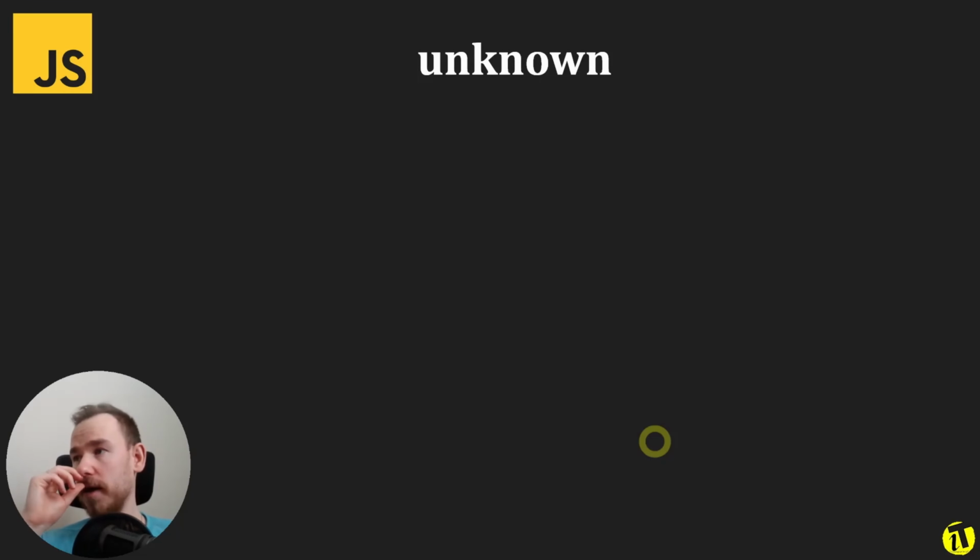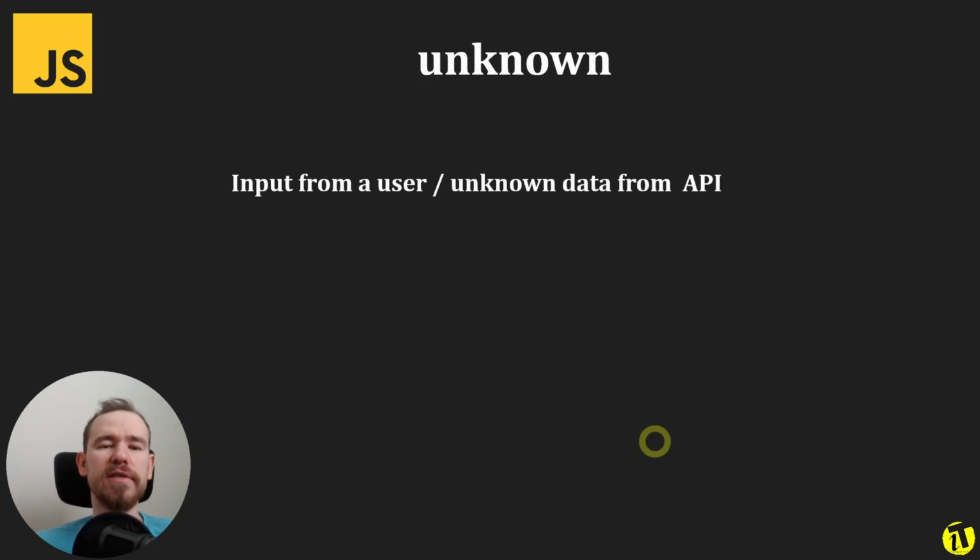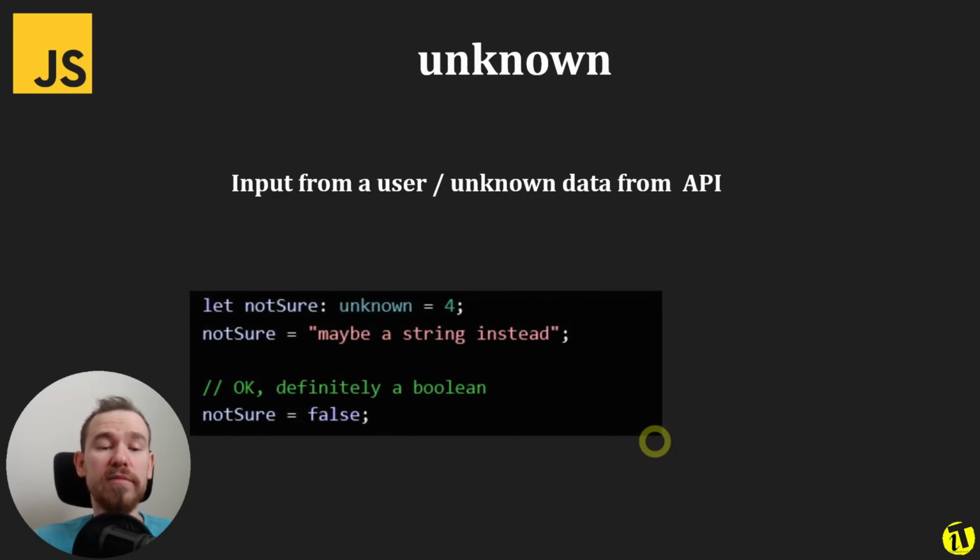The next data type is unknown, and this is something where it's not possible to predict what the user can type. Let's say we deal with input from the user, or we have an aggregation of different APIs, and it's really difficult to predict what the data type is going to be. In that case, we can say, okay, this is unknown. It's not a bug, we just don't know what the value is going to be. This is a silly example. We have a variable not sure of type unknown, and we can assign whatever we want, like 4, or maybe a string instead, or false.